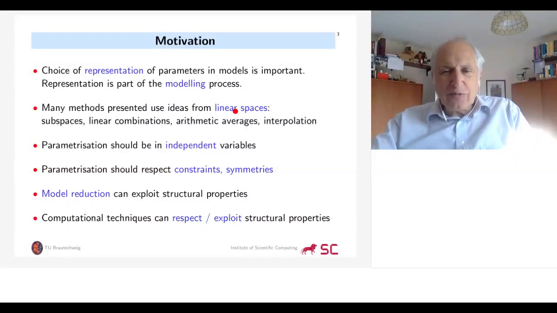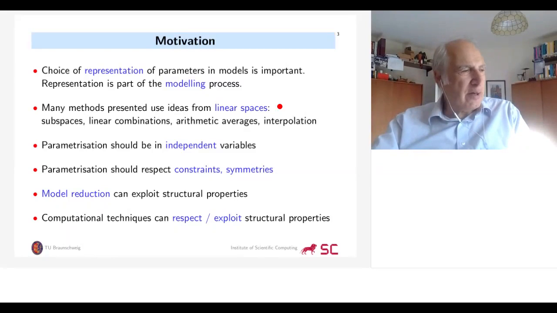Okay, so the methods we've seen, both the approximation methods and the updating methods, they use ideas from linear spaces. They use subspaces. They use linear combination, arithmetic averages. They use interpolation. You only need an affine space for that, but still, you know, that underlying is a vector space. Okay, and every time you're not in that situation, it becomes more difficult. And this is true no matter whether you do the updating, sorry, with Markov chain Monte Carlo or with any of the filters. Okay, it always applies like this.